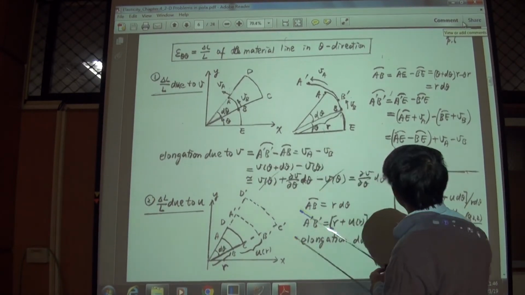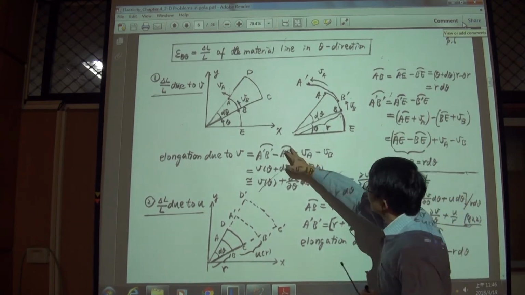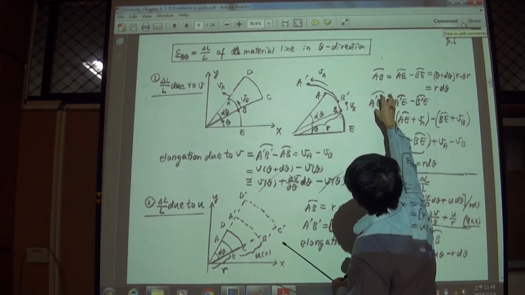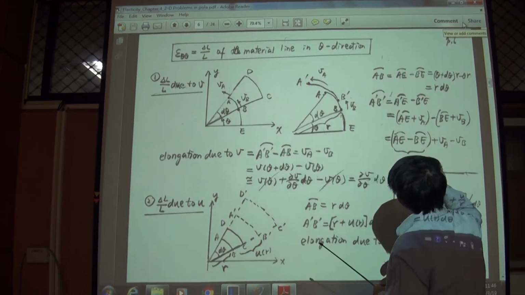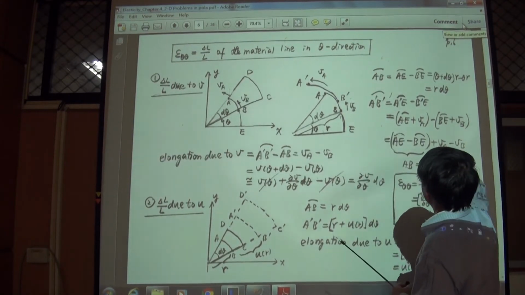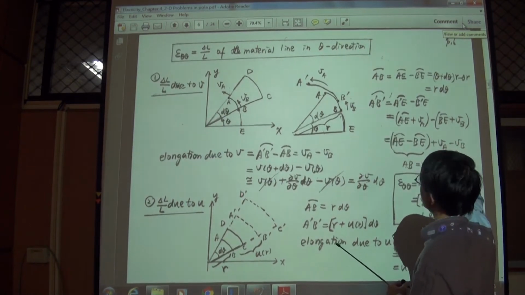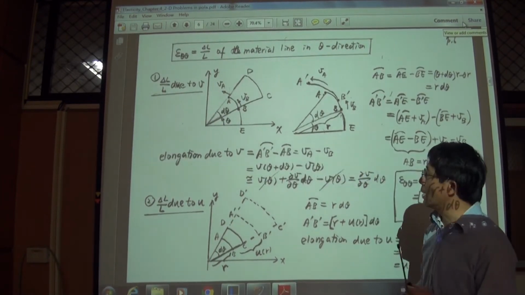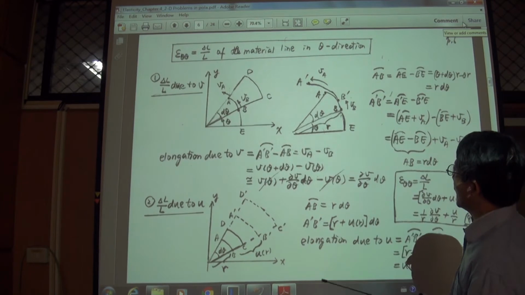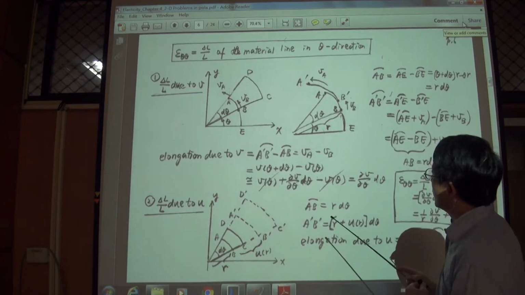But now what is this? This equals this. Why? Because A'B' minus AB equals this one. This one minus this one equals this one. This is the relation here. Now, if you understand this, we go ahead.